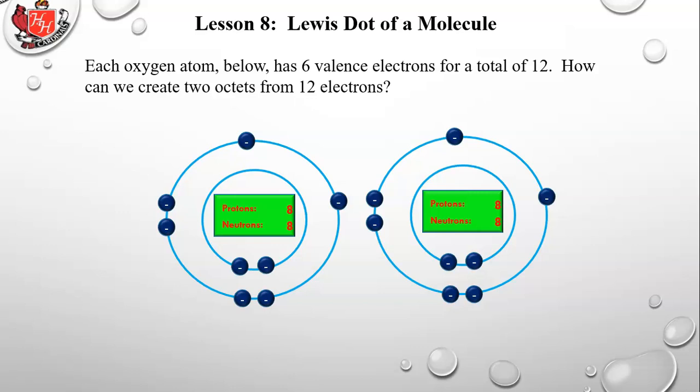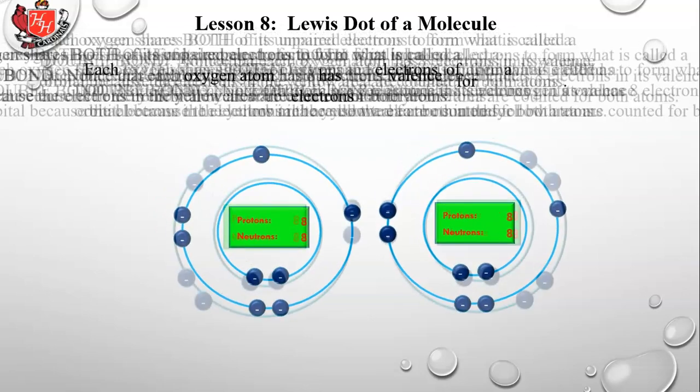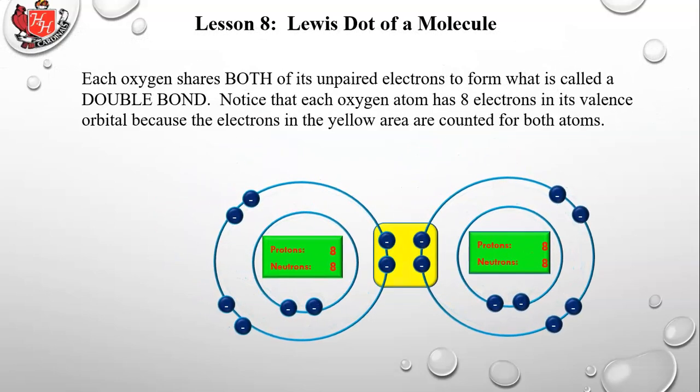Okay, so I'm going to continue on. I'm going to show you how they can form 2 octets where each atom has 8 electrons, even though they only have a total of 12 electrons in their valence orbital. And there it is. So each oxygen shares both of its unpaired electrons to form what is called a double bond. Notice that each oxygen atom has 8 electrons in its valence orbital because the electrons in the yellow area are counted for both atoms.